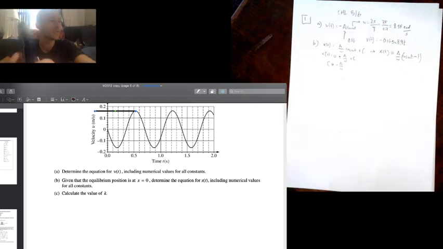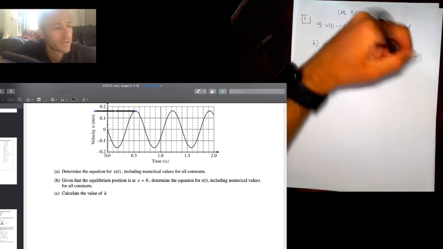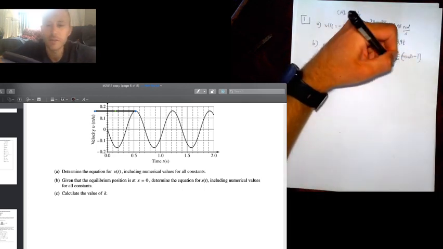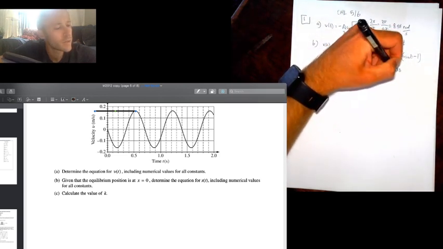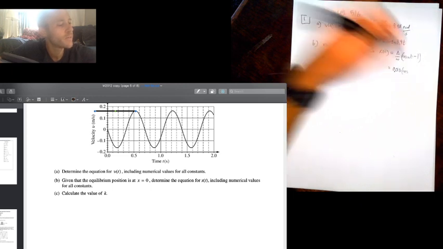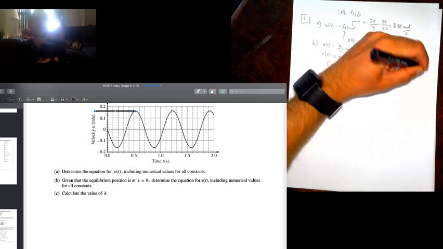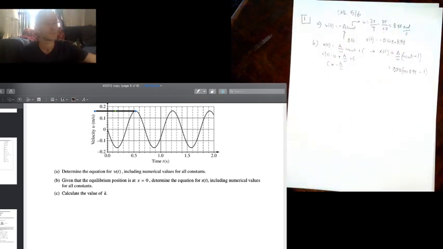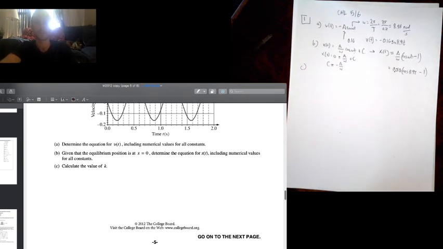So what is a over omega? It's 0.16 divided by 8.98, so we get 0.018 times the quantity cosine of 8.9t minus 1. Part C says calculate the value of k.